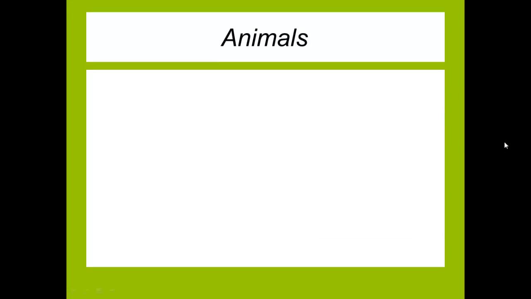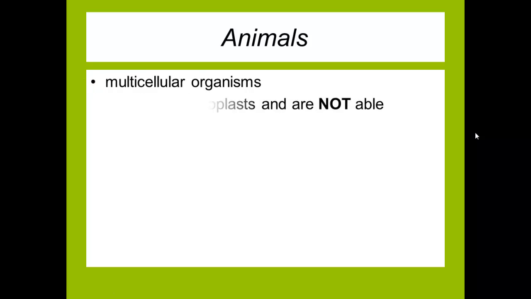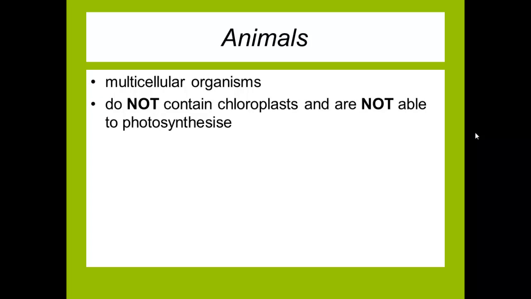Animals, right. What about animals? Well, also multicellular organisms. They don't contain chloroplasts, are not able to photosynthesize. You know this. You know that you're not green and that when you go out in the sun you don't make your own food, so that's pretty easy. They don't have cell walls. We do not have cell walls. If we did have cell walls, we would find moving much more difficult.